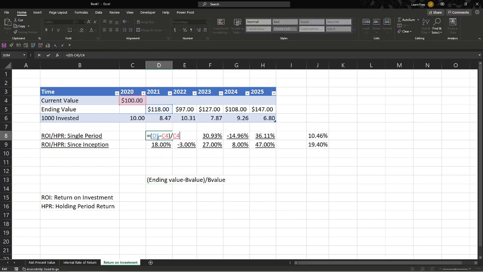So right here, F2, we'll look at this. We're taking our ending value, 118, minus the beginning, 100, divided by 100. So it's essentially taking the difference, 18 over 100, and that's going to equal our 18%. So 18 is 18% of 100. Then you'll go here. This is going to take 97 over, and you do it with 118, and so on, and so on, and so on.